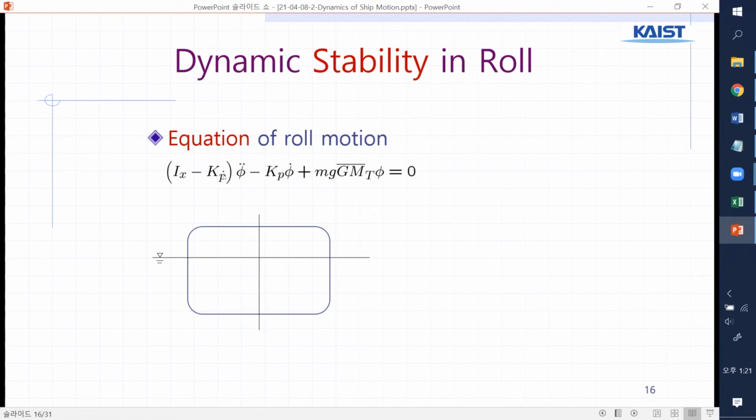But each parameter here is a very complex equation itself: Ix, K, Kp dot and Kp, and also mass, G and GM. GM is here because, as you know, how to calculate GM of a ship is not simple.